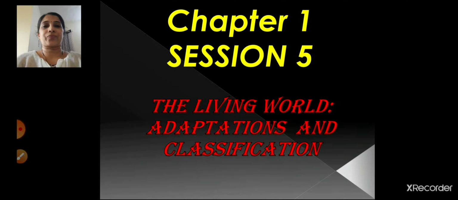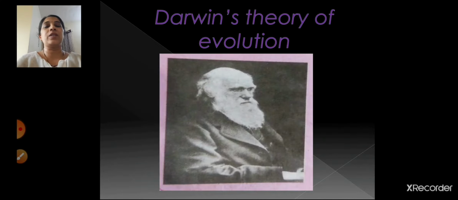So today we'll see about children the Darwin's theory of evolution, right? So this is the scientist whose name is Darwin. So he was a biologist. So he made two principles children. One is theory of survival of fittest and the other is theory of natural selection. So let's see.